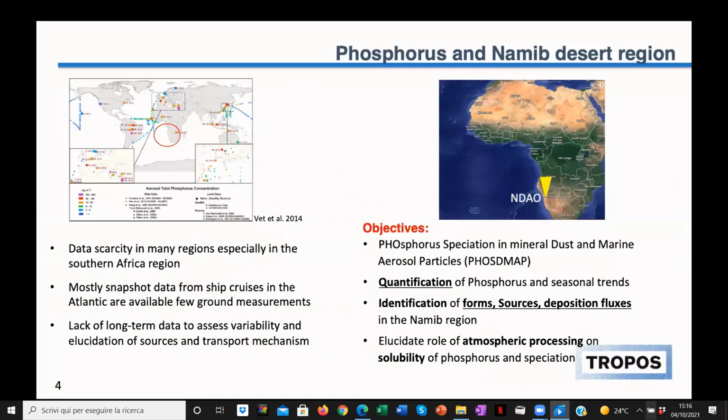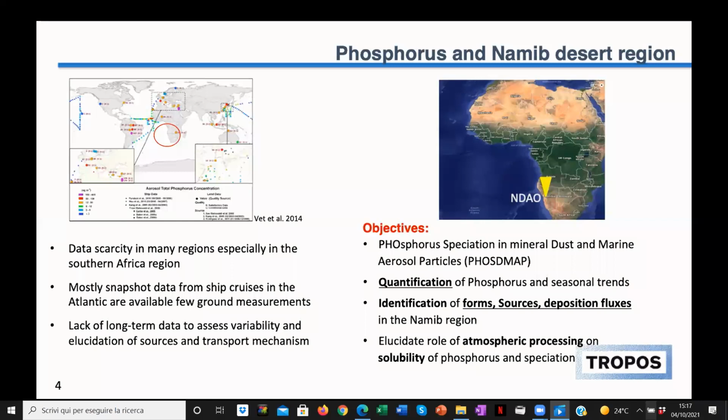As we see from the review of the data availability, there is a lot of data scarcity in the Southern African region. Most often the data available are from ship cruises in the Atlantic, and very few ground-based measurements are available with which we can perform long-term assessments of the variability, transport mechanisms and sources of phosphorus in the regions of the Atlantic south of the equator.